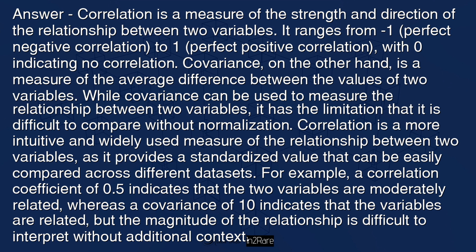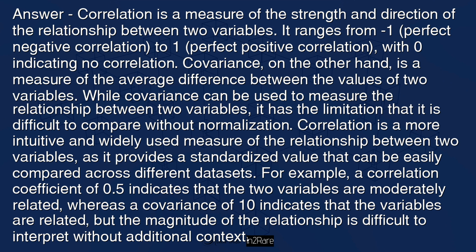Answer: correlation is a measure of the strength and direction of the relationship between two variables. It ranges from -1 (perfect negative correlation) to 1 (perfect positive correlation), with 0 indicating no correlation. Covariance, on the other hand, is a measure of the average difference between the values of two variables.